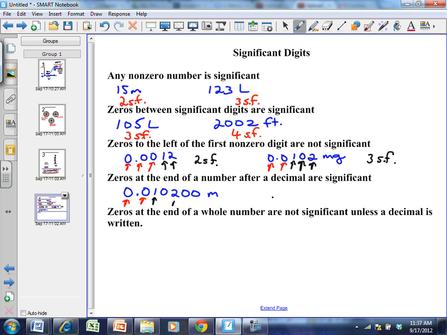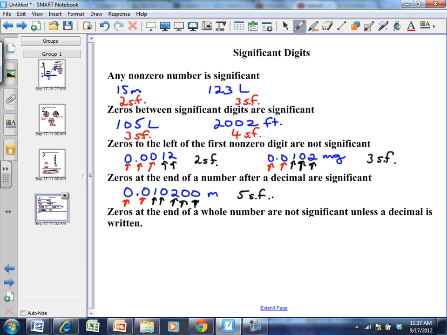This is not 0, so that's significant. The zeros between two significant digits are significant. And then we have the 0 at the end of the number after the decimal. So we're after the decimal here. So this one is significant, and so is this one. So here we have 5 significant digits on that measurement. Zeros at the end of the number after the decimal are significant.